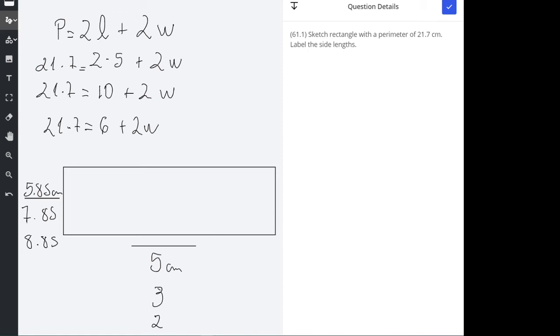Guys, let's go ahead here. Olivia, did you understand? Any question? Okay. The most important thing here: guess the first number and figure out the other one. Remember, you add 2 times this number you guess, plus 2 times the other number you need to figure out. And the result must be 21.7.